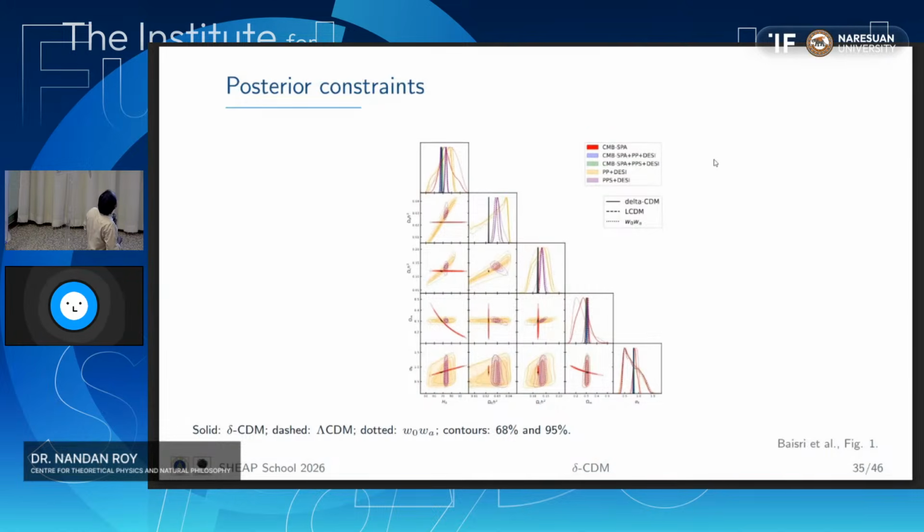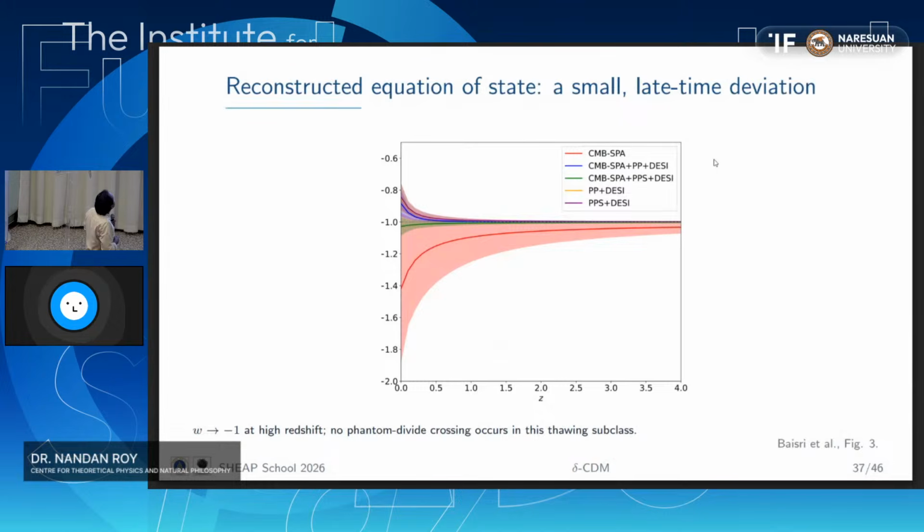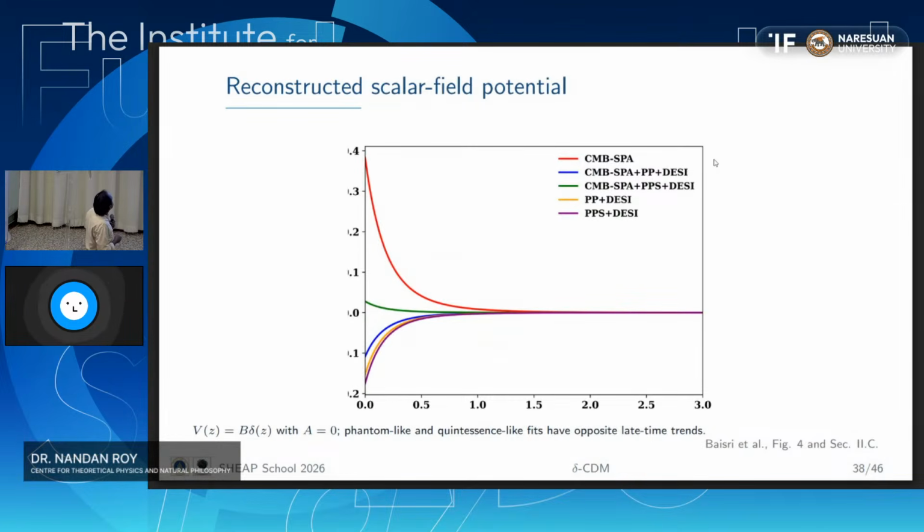And for this model, you can draw all these plots, like the equation of state, and you can see that the thawing behavior from the posteriors we got is actually something we can get numerically also. So it shows that our construction is consistent, and this is how the potential behaves.